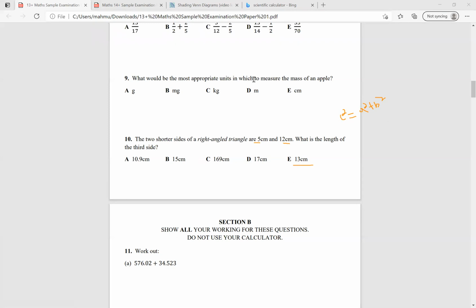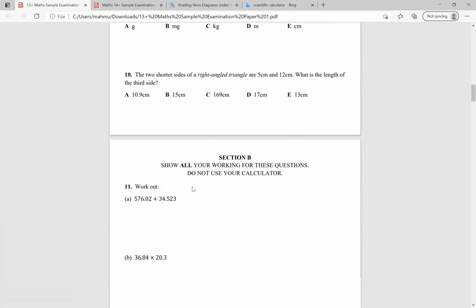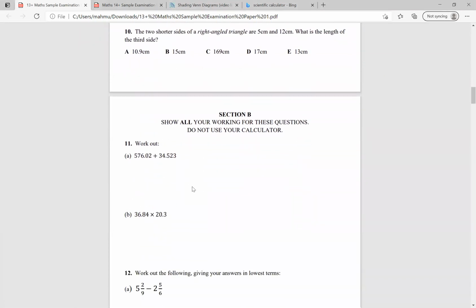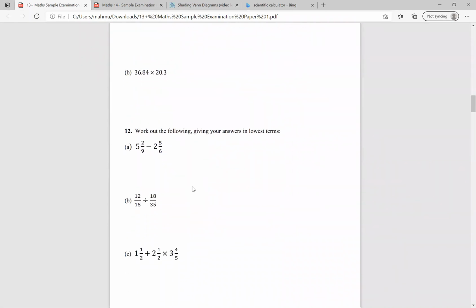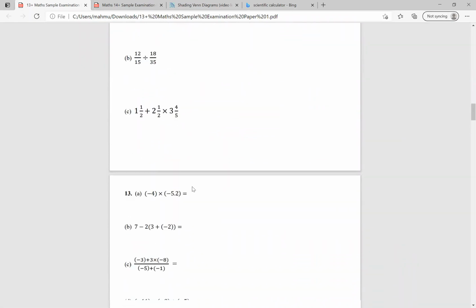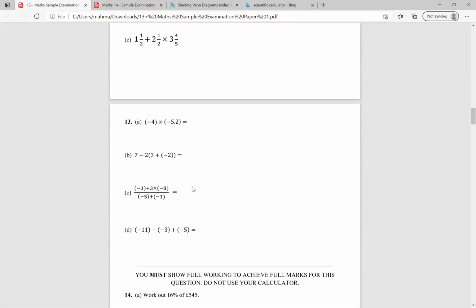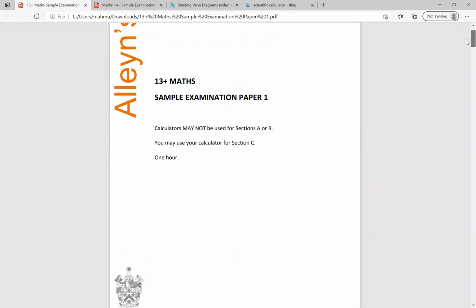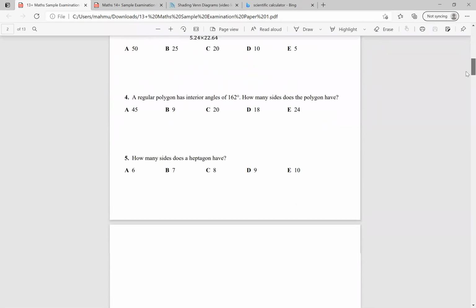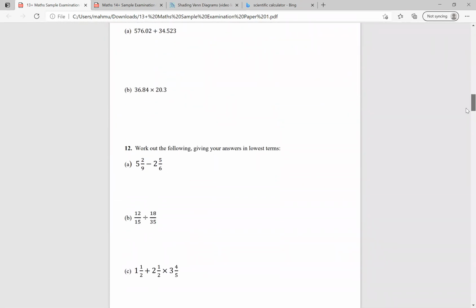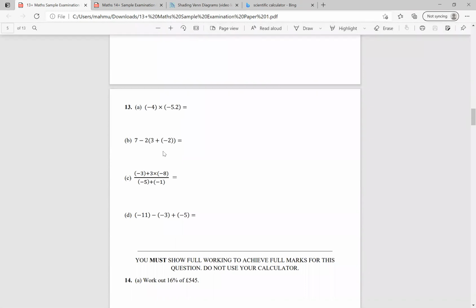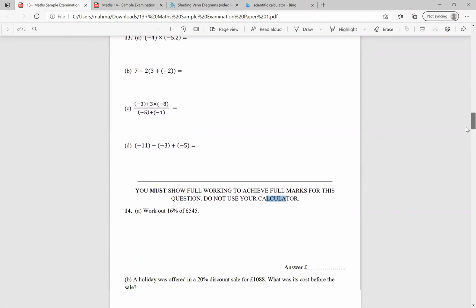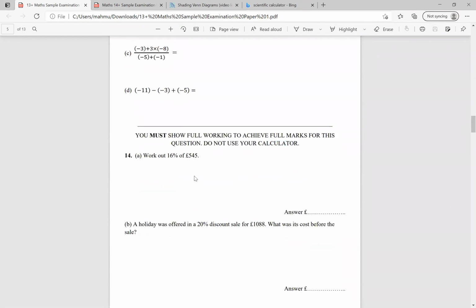Okay, this is a calculator question. That should be easy for you. This is all calculator questions again. Are you allowed to use a calculator on this paper? I don't think so. Calculators may not be used for sections A and B, but only use it for section C. So in section B, you cannot use a calculator, so you have to do it in your head. And this is section C, is it? No. Do not use a calculator for this one as well.